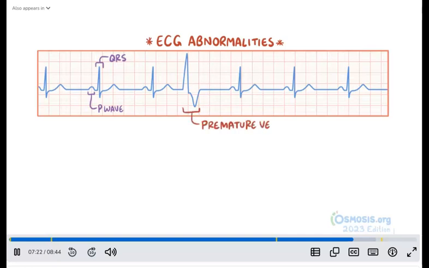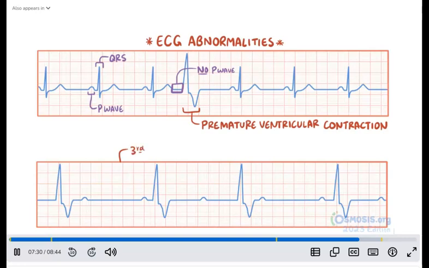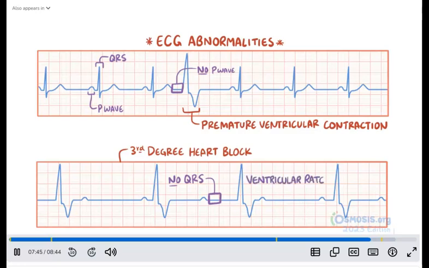For example, if there's a premature ventricular contraction like this, then there might be a QRS complex without a preceding P wave. On the flip side, if there's a third-degree AV block, the atria and ventricles have completely separate electrical activity, kind of like two people dancing to different songs at the same time. So in this case, there can be P waves that are not followed by QRS complexes, and the ventricular rate is usually low, around 40 beats per minute.